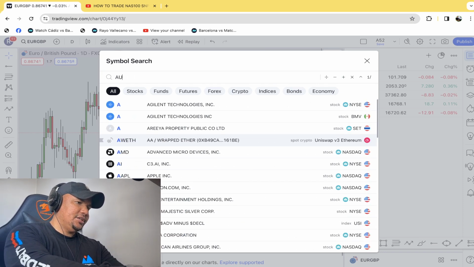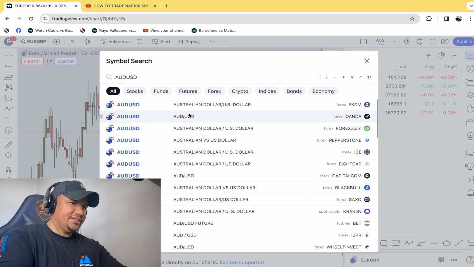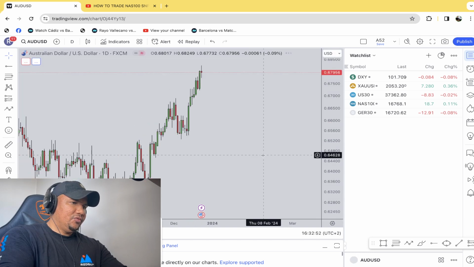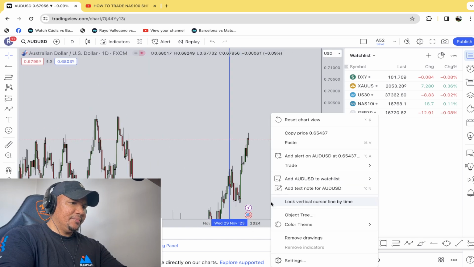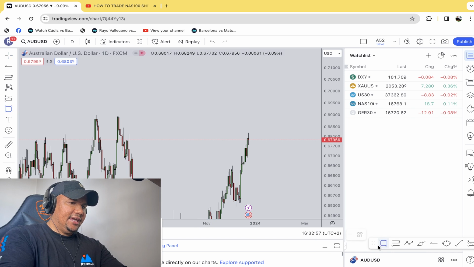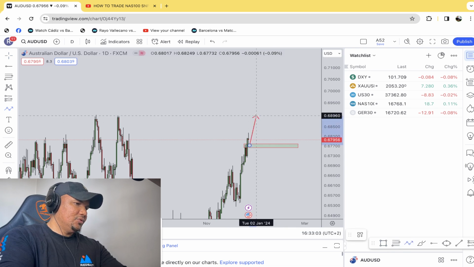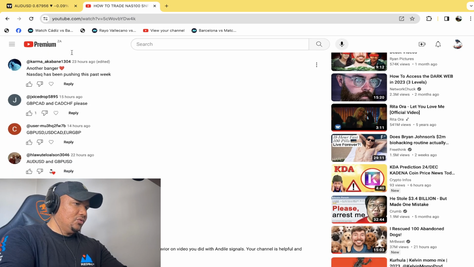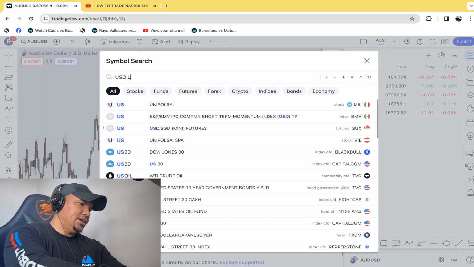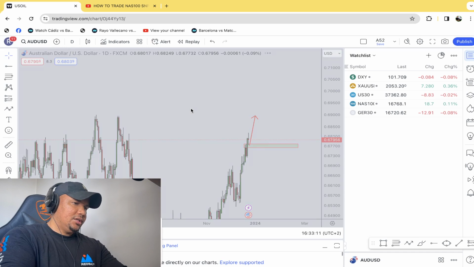AUDUSD, I'm probably still bullish on this because so far stock markets have not made any signs of a U-turn. We had a market broke above resistance, tested it as support, definitely expecting this move to the upside. Crude oil, US oil, there we go.